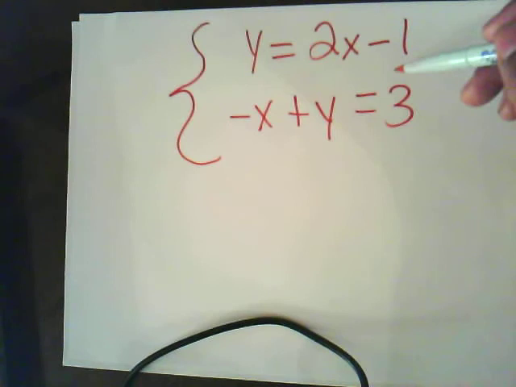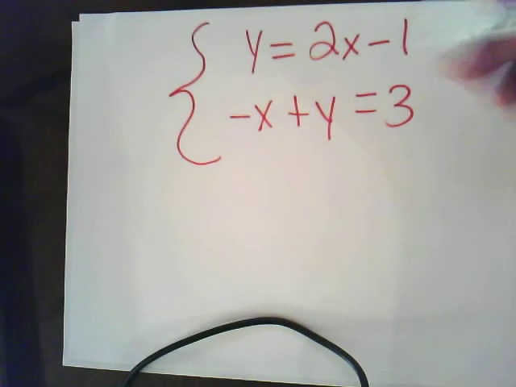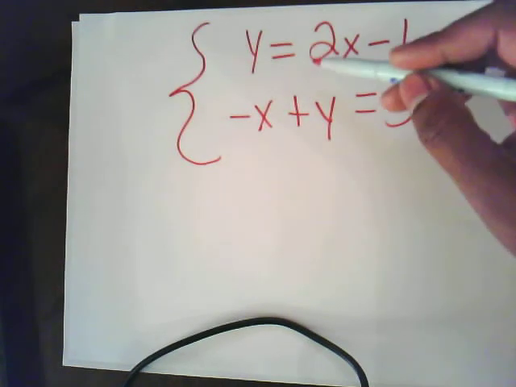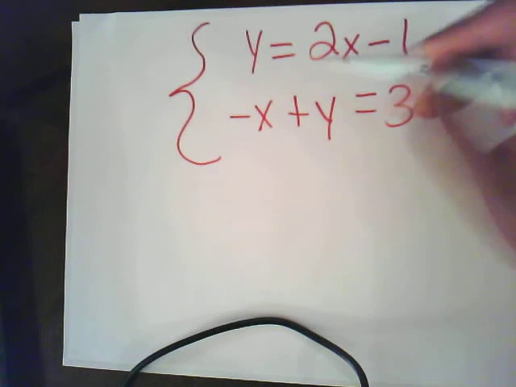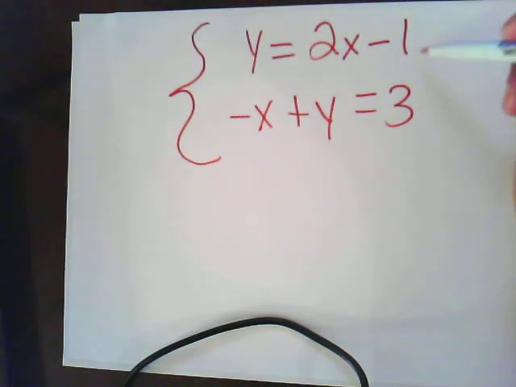So, first thing you want to look at is you want to ask yourself, is the equation in slope-intercept form? As we all know, that is y equals mx plus b. Well, we look at the first equation. It's already in slope-intercept form, so we don't have to do anything to it. We just have to graph it.